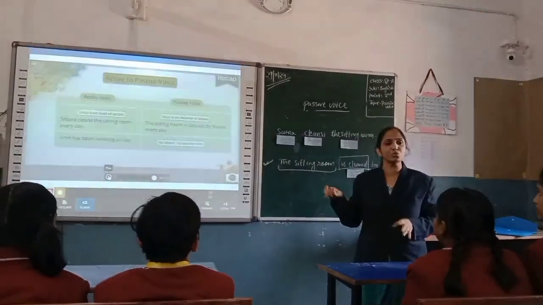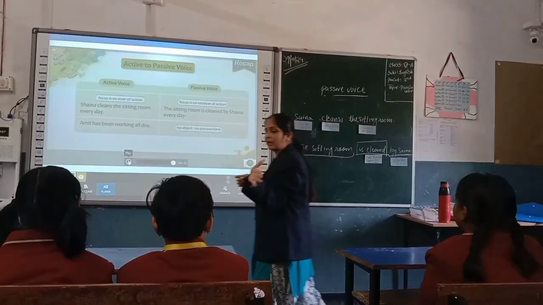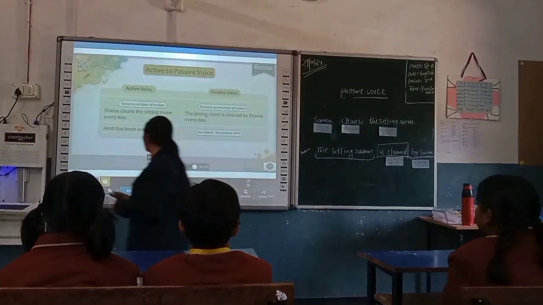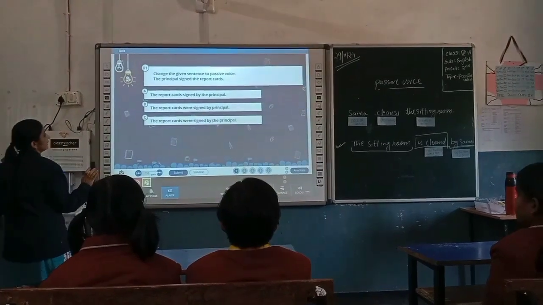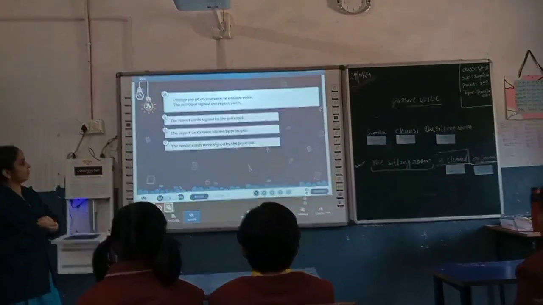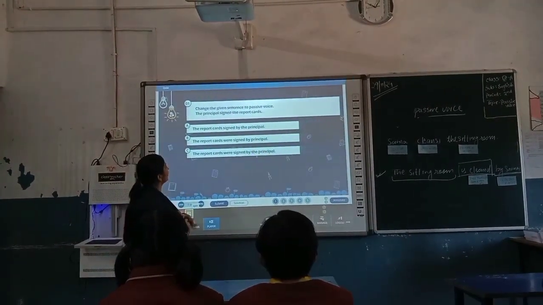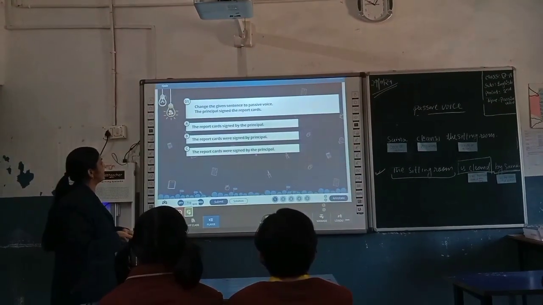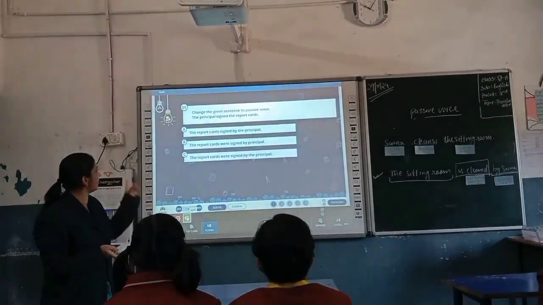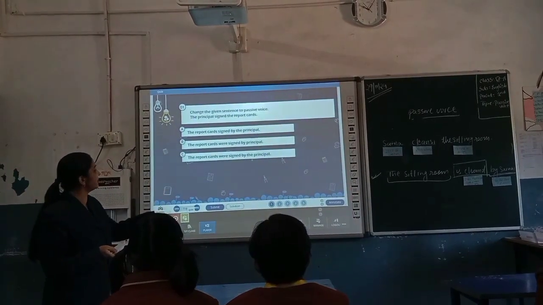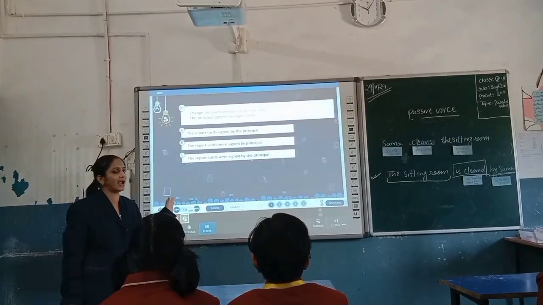Before we start the rule of how these action words are changed from active voice to passive voice, I want to take a small exercise. Change the given sentence to passive voice. The principal signed the report card. The report card signed by the principal. The report cards were signed by the principal, and the report cards were signed by the principal. Which is the right one?